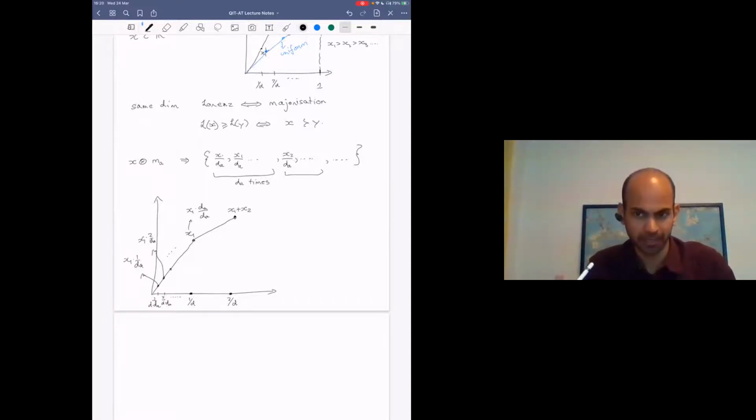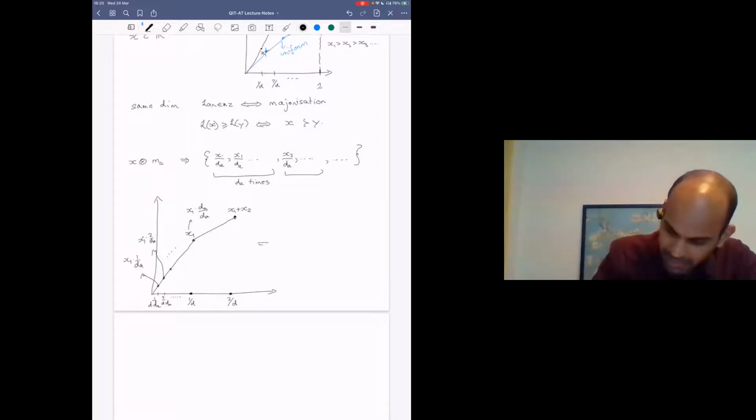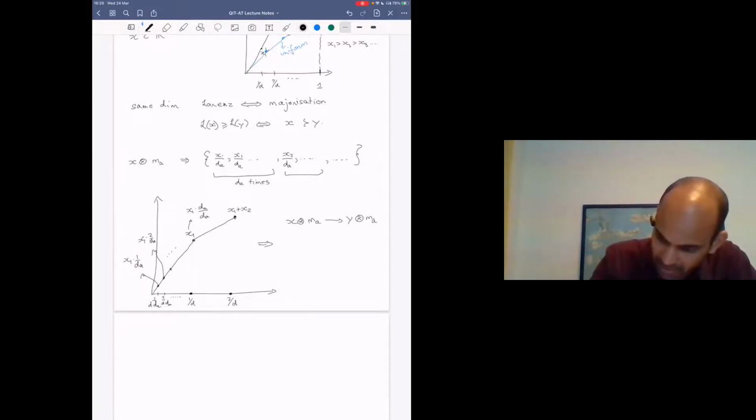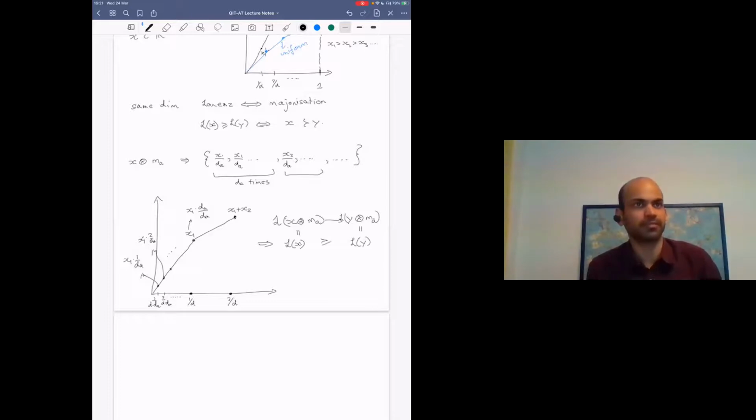But the curve remains the same, which implies that if x tensored with MA can be taken to y tensored with MA bar, for whatever A and A bar are, we know that the Lorenz curve of this is the same. So L of this is equal to L of x. And we know that the Lorenz curve of this one is the same as L of y. So this must imply that L of x is greater or equal to L of y.